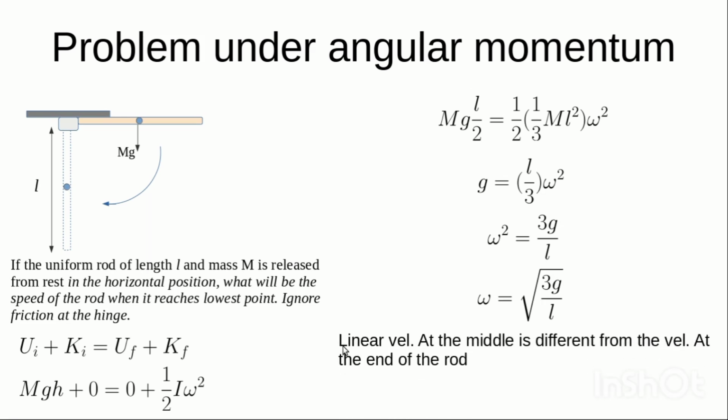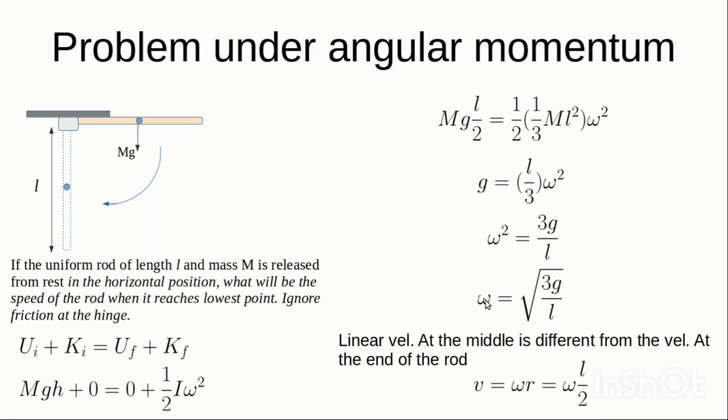Now, the linear velocity at the middle is different from the velocity at the end of this rod. What this means is that the angular velocity of this rod at any point is the same, but the linear velocity at this point is different from the linear velocity at that point, because the linear velocity depends on the radius. So first, let's calculate the linear velocity at the center. We use the formula v equals omega r, and our r here is L over 2.